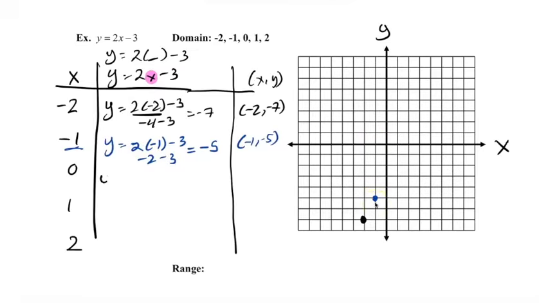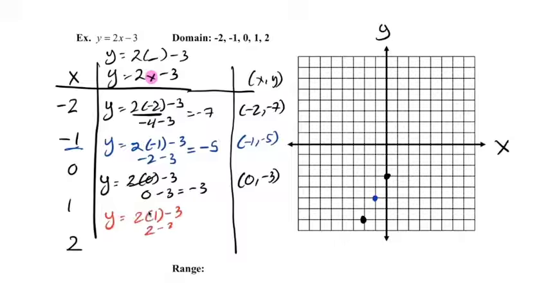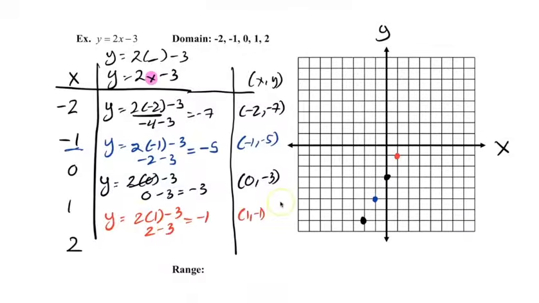Next is 0. So y equals 2 times 0 minus 3. So that is 0 minus 3 equals -3. So 0 and -3. So right there. Next one, 1. So y equals 2 times 1 minus 3. That's 2 minus 3. So in that case, positive minus a bigger number, this one's bigger, so it's negative, -1. So 1 and -1.